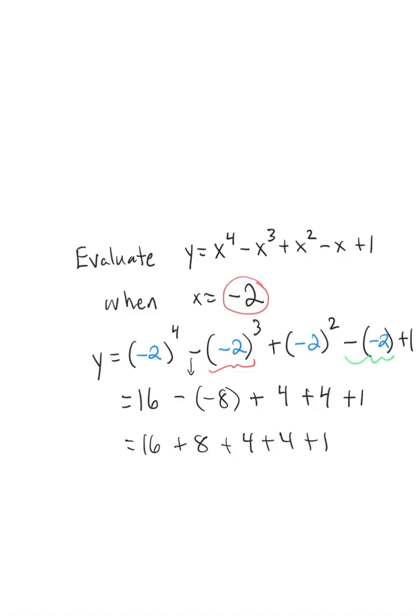And let's see, what do we get? 33, I believe. Let me just double check, run through that calculation a second time. 16 and 8 is 24, plus 4 is 28, plus 4 is 32, plus 1, yep, 33, got it.